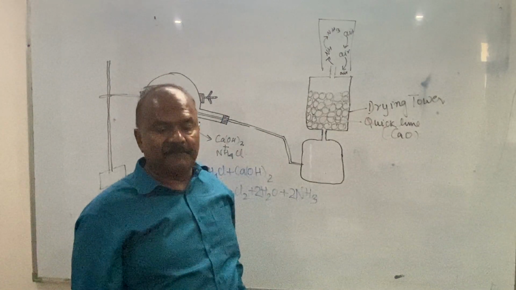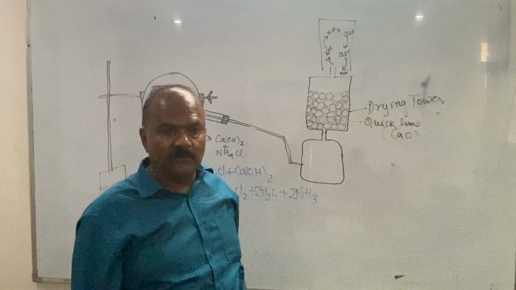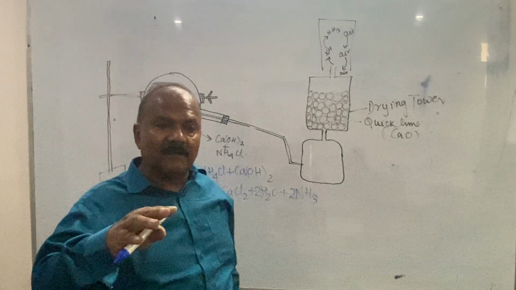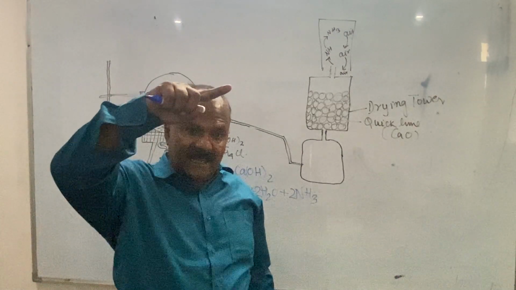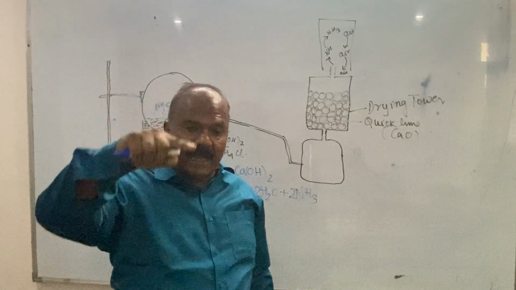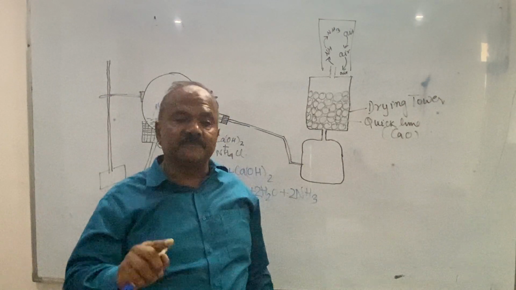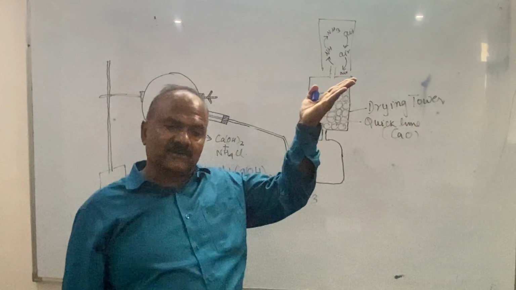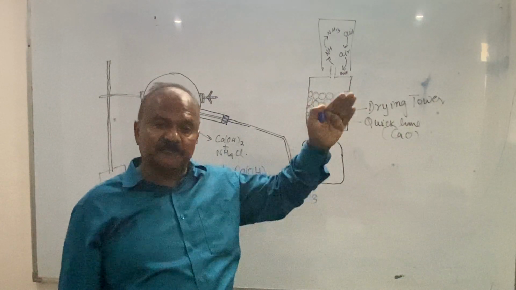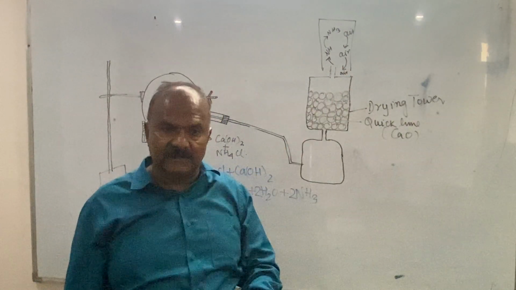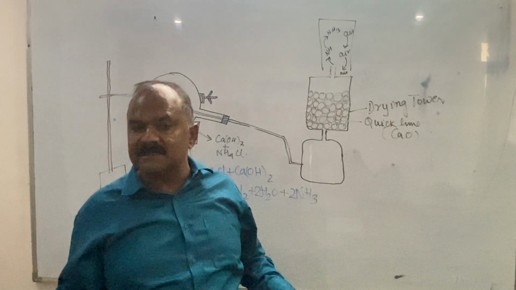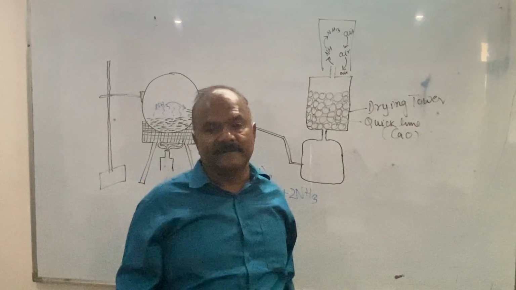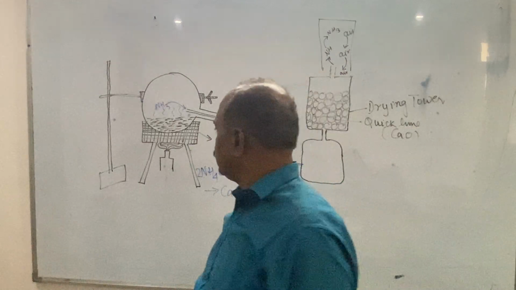Don't say upward displacement of ammonia. No. It is the upward, that was in HCl gas, upward displacement of air. And here it is downward displacement of air. Okay. Ammonia is collected at the top, and the ammonia is displacing the air downward. So that's why the method of collection is downward displacement of air. Don't get confused.